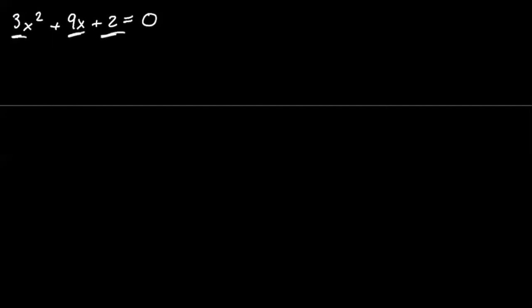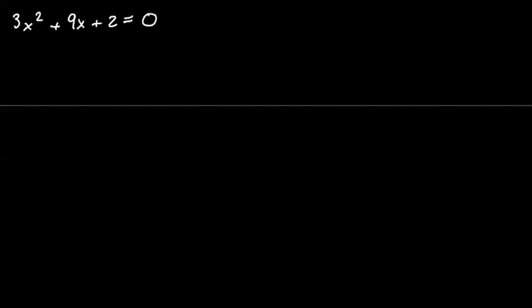So let's take a look at the quadratic 3x squared plus 9x plus 2 equals 0. Okay, so we could start by checking to see if there are any common factors. We don't have a leading coefficient of 1. So we have 3, 9, and 2. Unfortunately, 3, 9, and 2 don't share any common factors aside from 1, so we can't factor out any common factors.